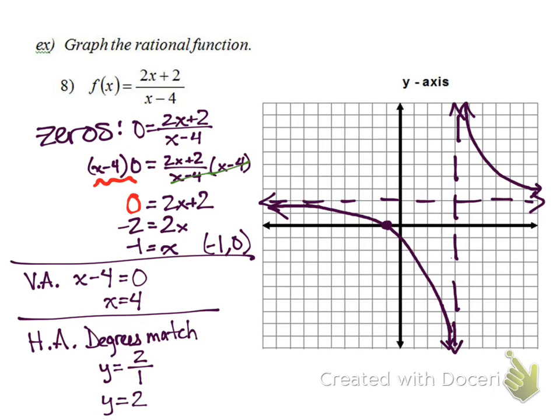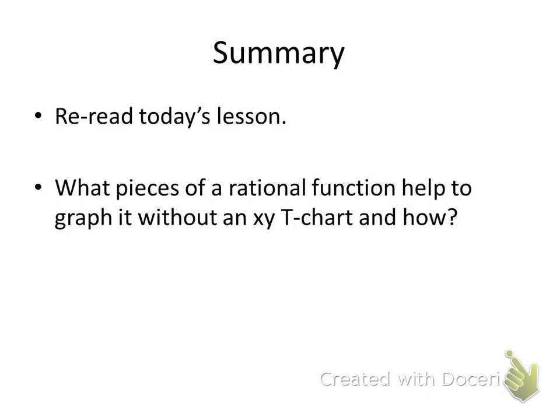I want you to reread today's lesson. Go back through your notes. What pieces of a rational function help to graph it without an XY chart, and how? So what are the pieces? What did we use in that last example? How did we use them?